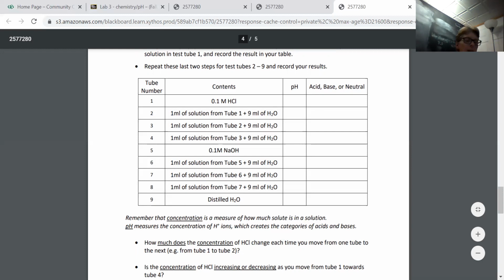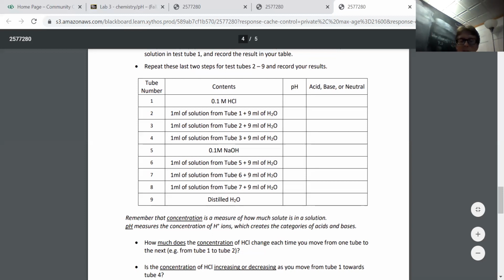So we're going to dilute that tenfold, so you get 1 change of pH unit. So test tube 2 would have a pH of 2. Likewise, test tube 3 would have a pH of 3. Test tube 4 would have a pH of 4.